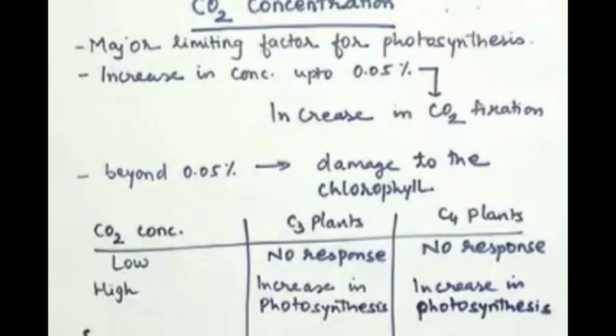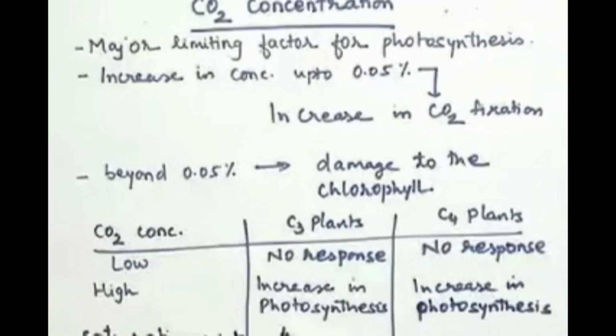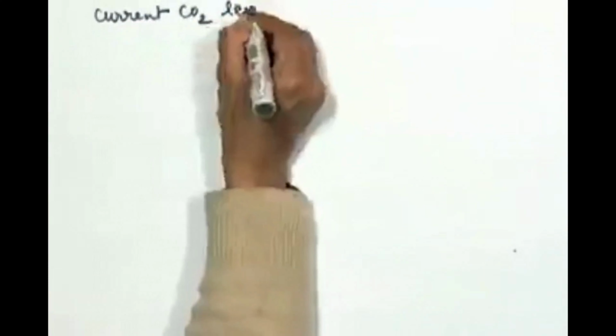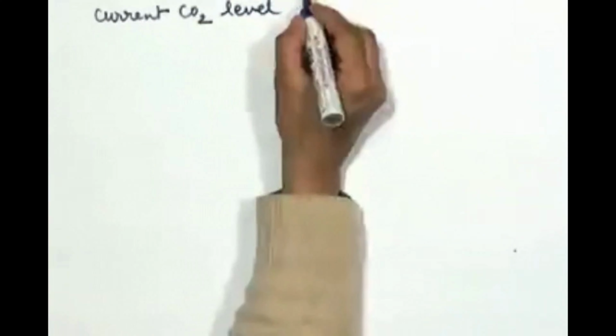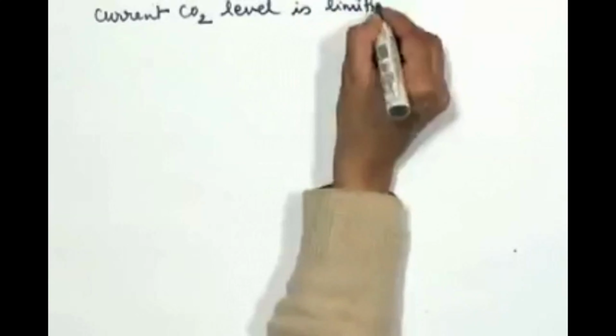And the saturation point for both the plants is 450 ml per liter in C3 plants and 360 ml per liter in C4 plants. As you know, the current carbon dioxide level is slightly above 0.04%, which is acting as a limiting factor for C3 plants.